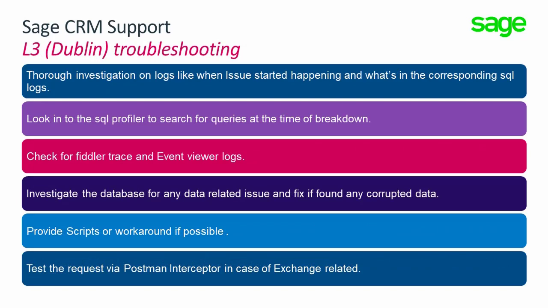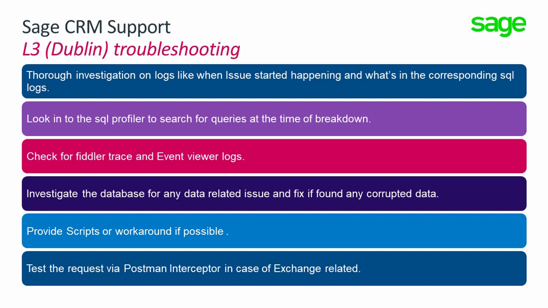Now, it's just the gist of what L3 does for troubleshooting. We investigate the logs, when the issue started happening, and what's in the corresponding SQL logs. Let's say there is an error in the system log, then we try to match in the SQL log at the same time what query has been run in the background. And we check the SQL profiler to search for a similar query or for extra queries being run in the background at the time of breakdown. So when the issue happens, we always look at the SQL profiler.